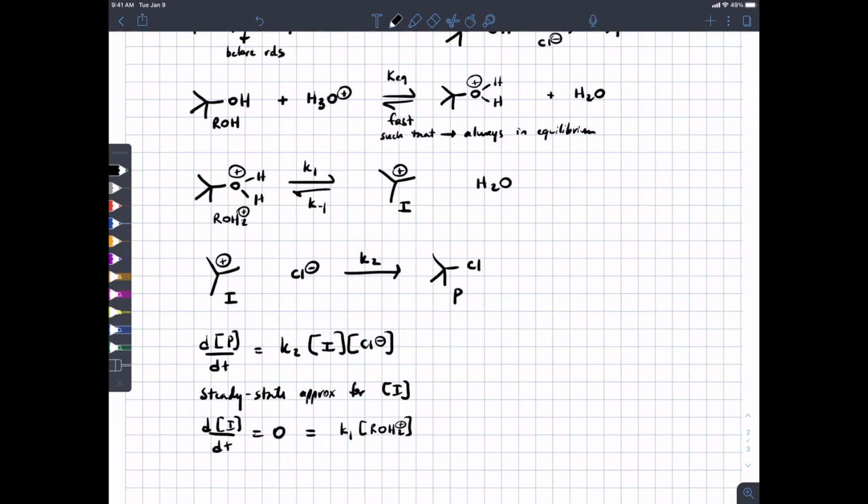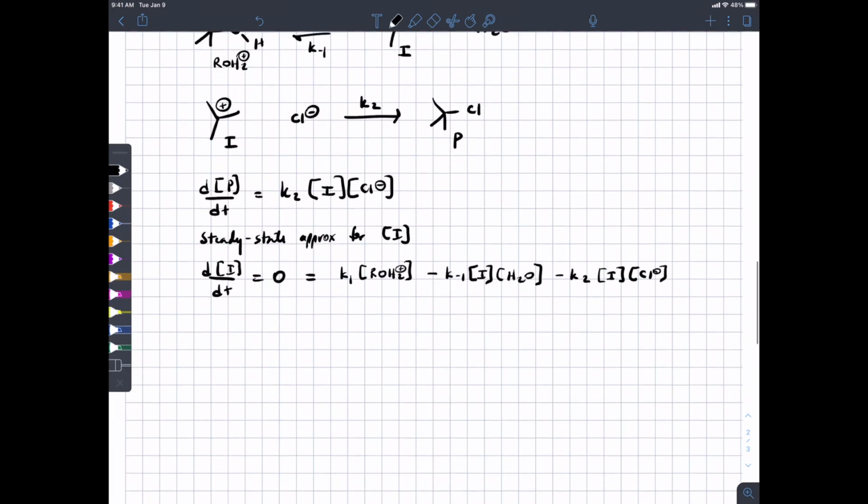Now, how can we lose I? Well, we can go backwards: K minus 1 times H2O concentration. Going backwards could get rid of I and give us ROH2 plus. And then similarly, we could lose I through K2. In this K minus 1 term, we absolutely needed the concentration of the intermediate, and in the K2 term, we also need the concentration of intermediate I times the concentration of chloride.